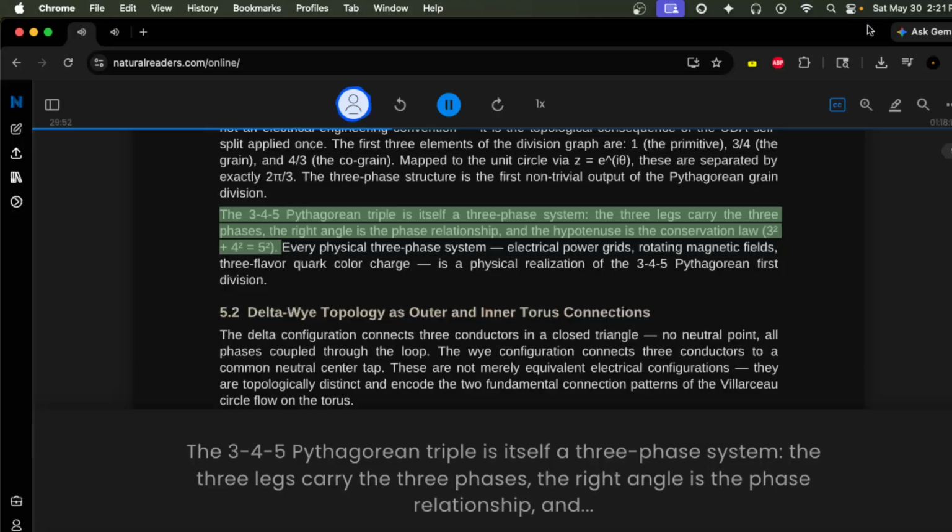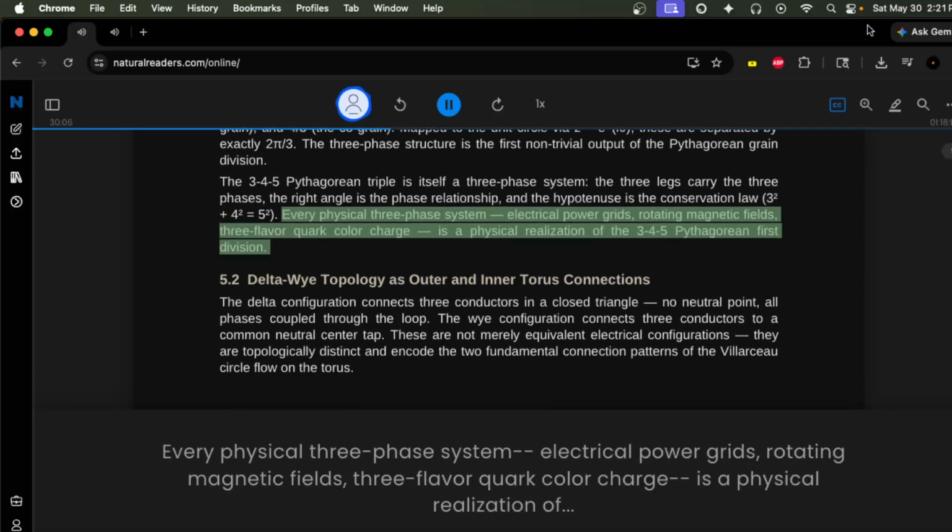The 3-4-5 Pythagorean triple is itself a three-phase system. The three legs carry the three phases, the right angle is the phase relationship, and the hypotenuse is the conservation law. Every physical three-phase system, electrical power grids, rotating magnetic fields, three-flavor quark color charge, is a physical realization of the 3-4-5 Pythagorean first division.